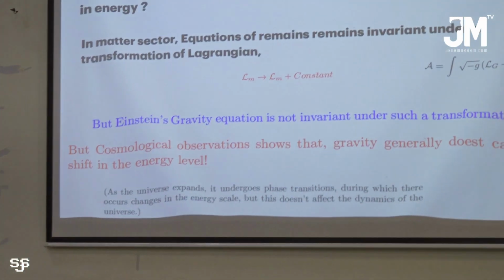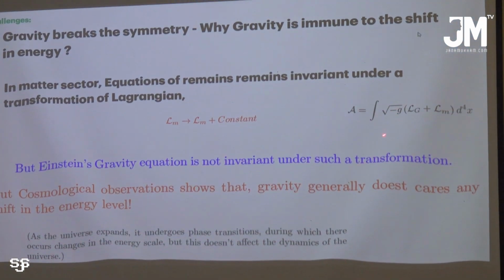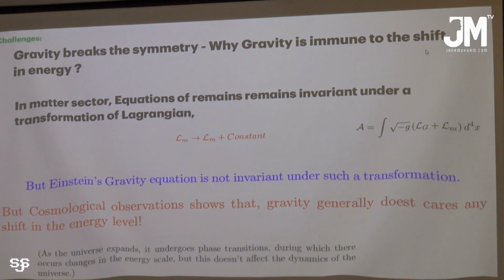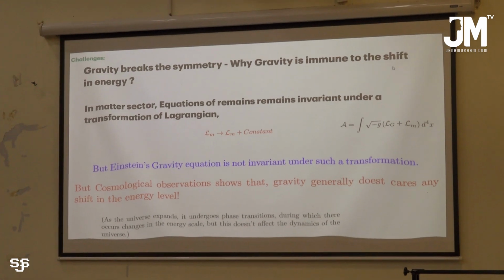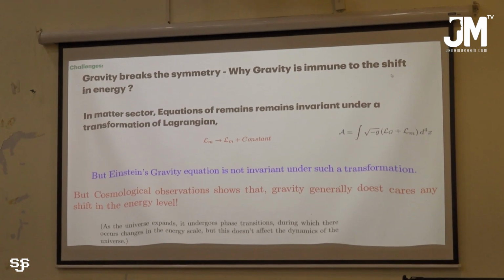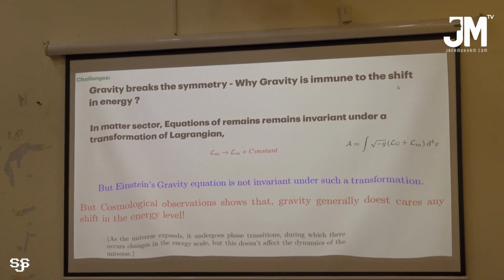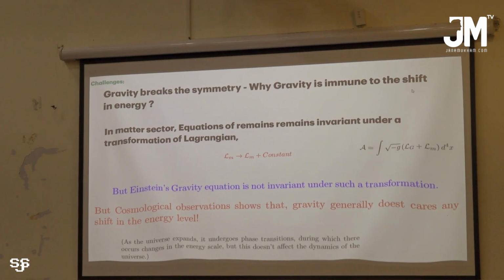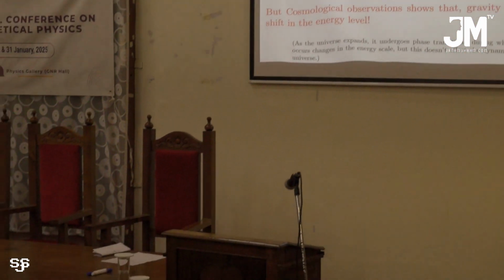The problem is with this root g. Once you put a constant here, that constant will be coupled with the root g and the equation of motion will change when you vary this. So you may see that there is no problem. Maybe gravitation doesn't follow the symmetry obeyed by the matter world.